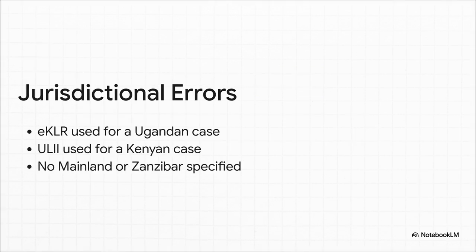Finally, keep an eye out for cross-jurisdictional errors. Because AI models treat data globally, they love to wrongly mix up East African platforms. If you see EKLR cited for a Ugandan case, or ULII used for a Kenyan case, or maybe a Tanzanian case that completely fails to specify whether it's from the mainland or Zanzibar systems, yep, your AI is definitely hallucinating.